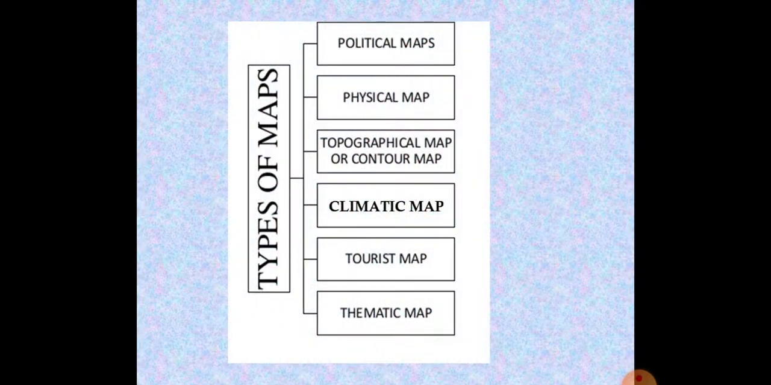Now, let us see, what are the different types of maps? There are different types of maps such as political maps, physical maps, topographical maps, climatic maps, tourist maps, thematic maps, etc. Let us study some of them in detail.